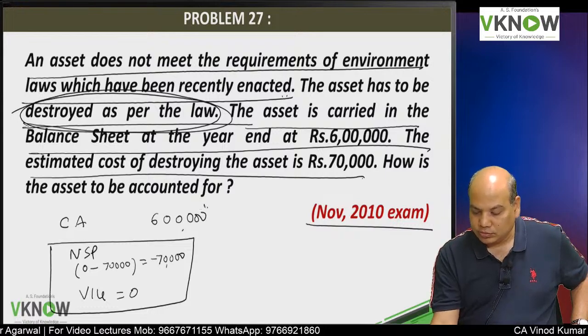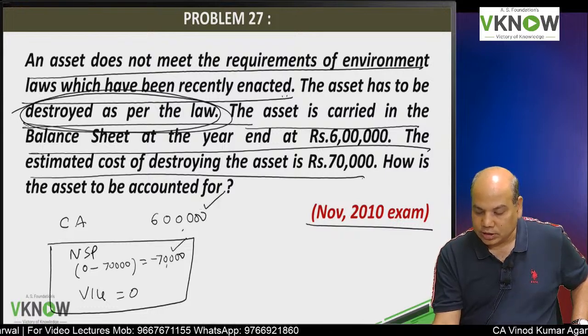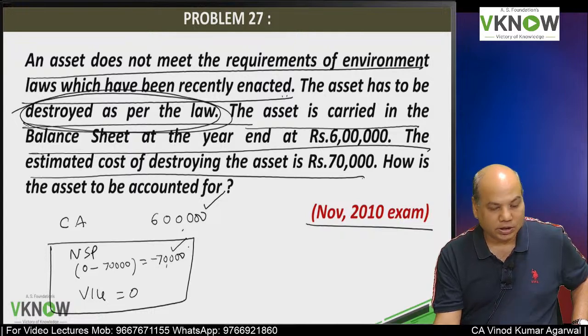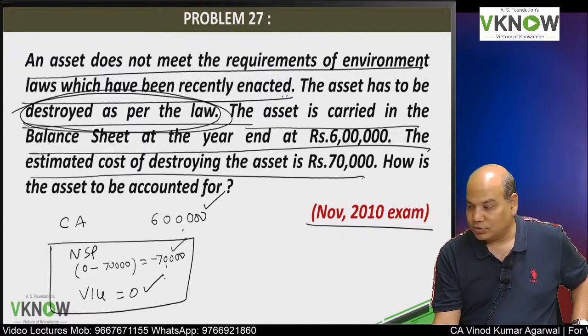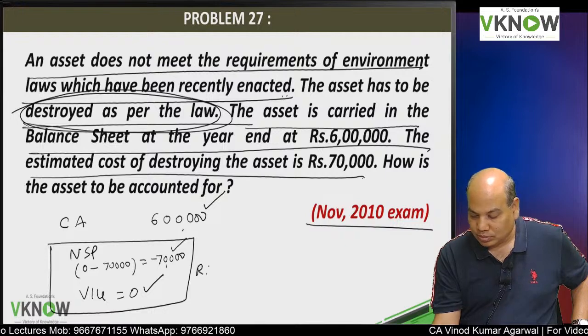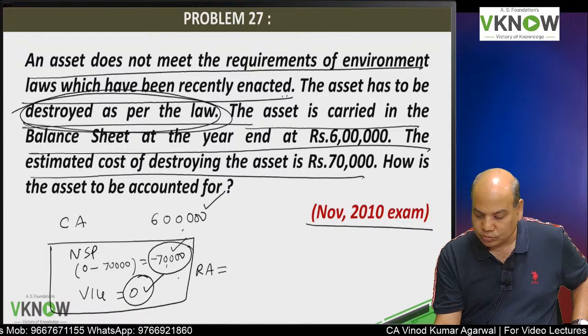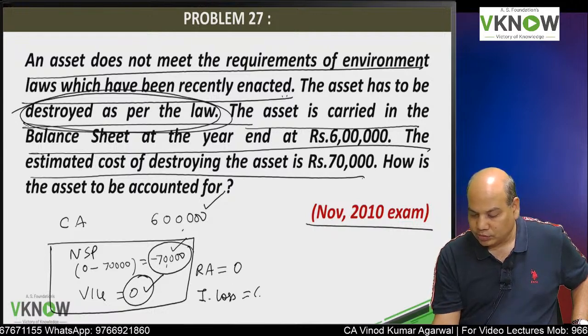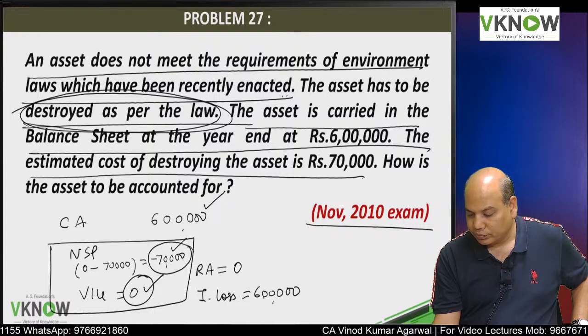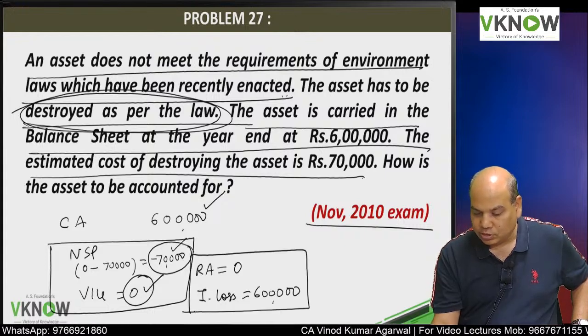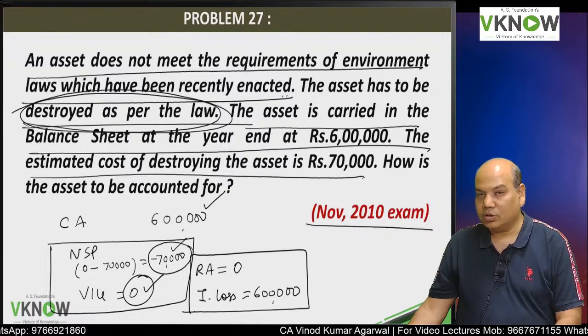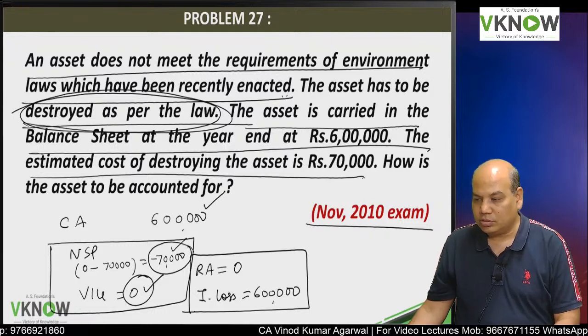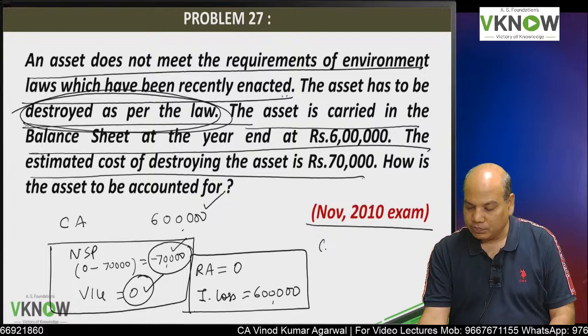Carrying amount is 6 lakh, net selling price is minus 70,000, value in use is 0, so the recoverable amount, the higher of these two, is 0. Impairment loss is equal to 6 lakh. Carrying amount is 6 lakh, recoverable amount is 0, impairment loss is 6 lakh.